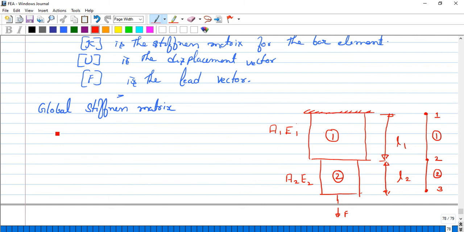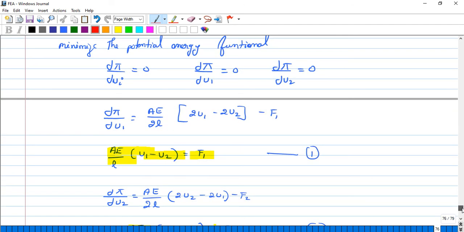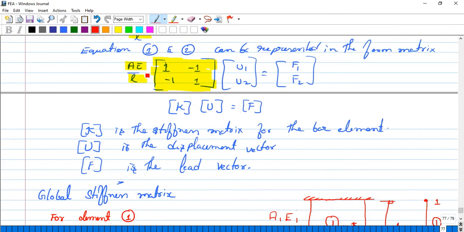So the first step is to identify the element stiffness matrix. For element 1, we shall consider the stiffness matrix as K1, and for this one K2. K1 is equal to, the formula of representation is very simple, already we know that, AE by L multiplied by the matrix [1 -1; -1 1]. So this is the stiffness matrix.